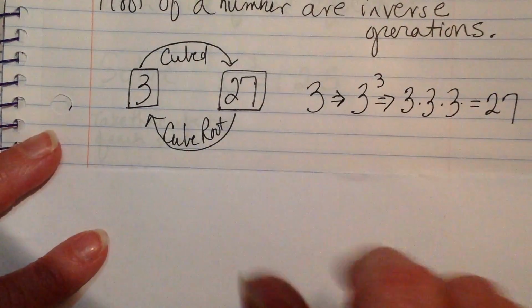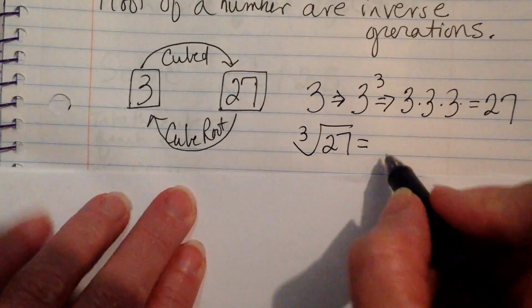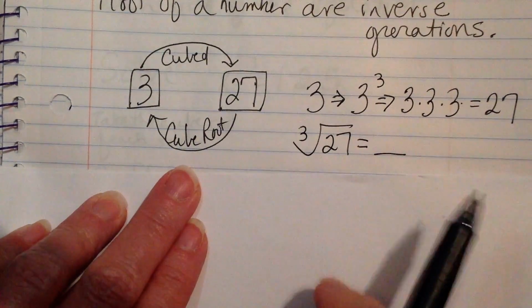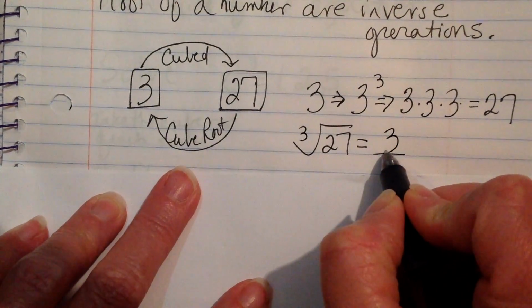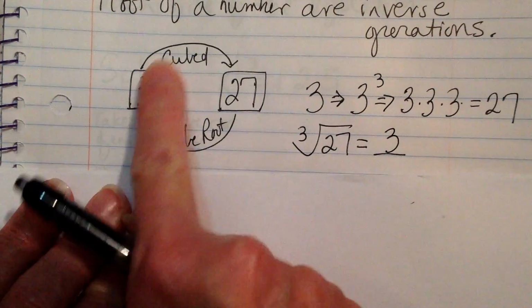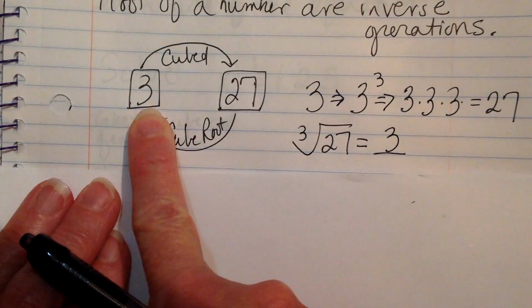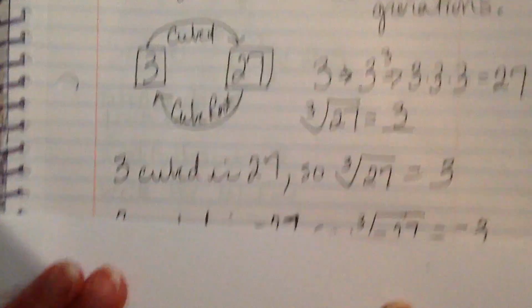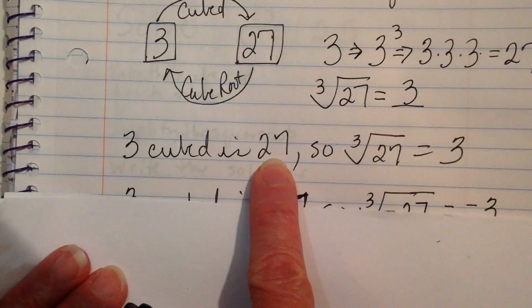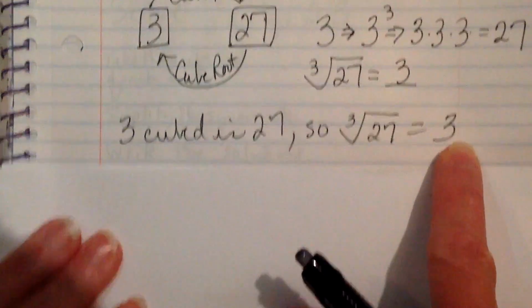But then if I take the cube root of 27, what number times itself 3 times gives you 27? Well, that would be 3. So taking a number and cubing it and then taking the cube root of it goes right back to 3. So 3 cubed is 27. So the cube root of 27 is 3.